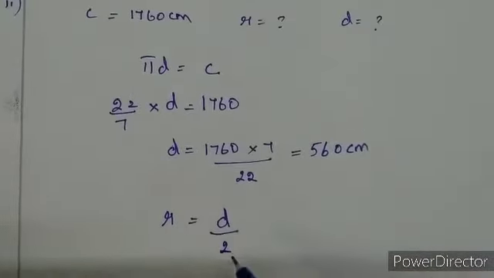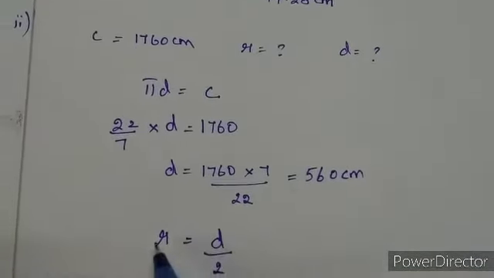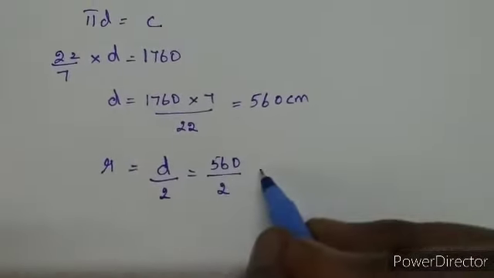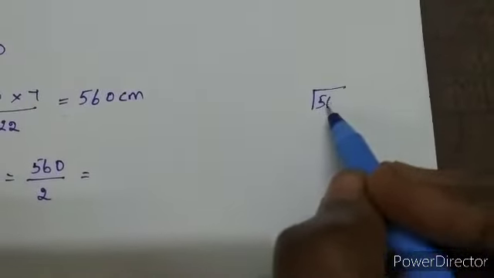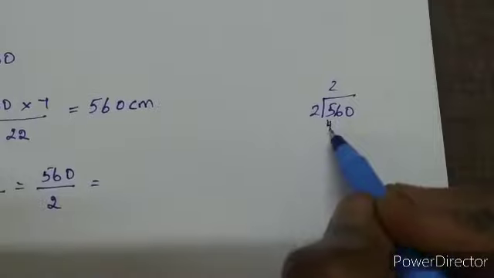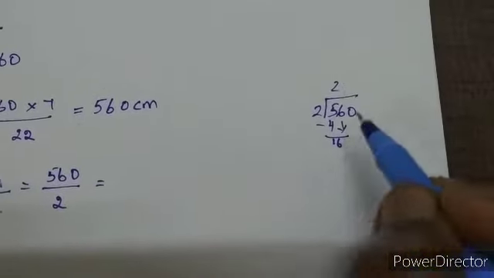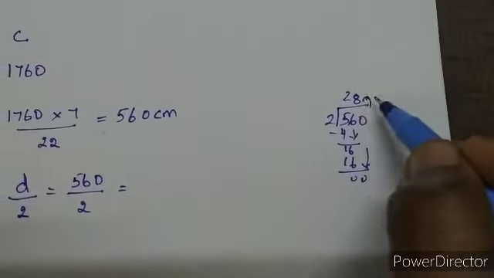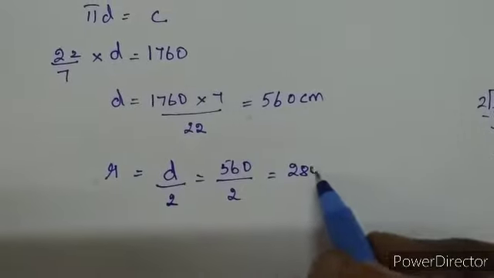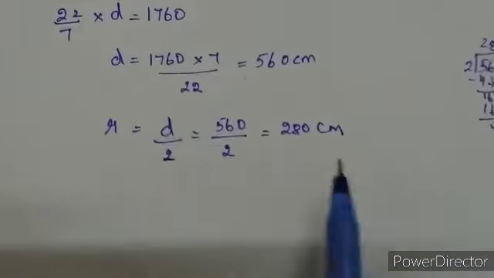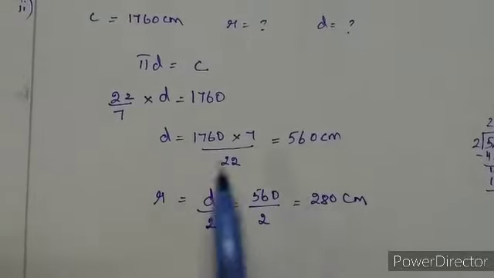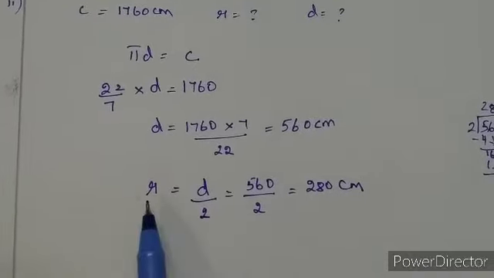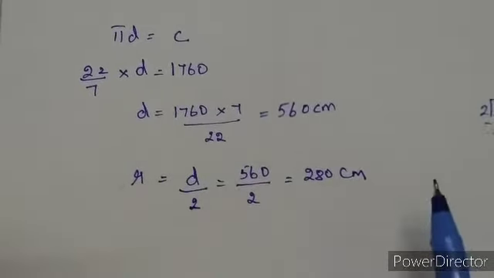Now, the radius equals diameter divided by 2, that is, half of the length of the diameter gives you the radius. Here the diameter is 560 divided by 2. Do the usual division in the rough column. 2 2s are 4, 1, get down this 6, 2 8s are 16, 0. So 280 centimeter. You should not forget to write the units. So your diameter is 560 centimeter and half of 560, which gives you the radius, is 280 centimeter.